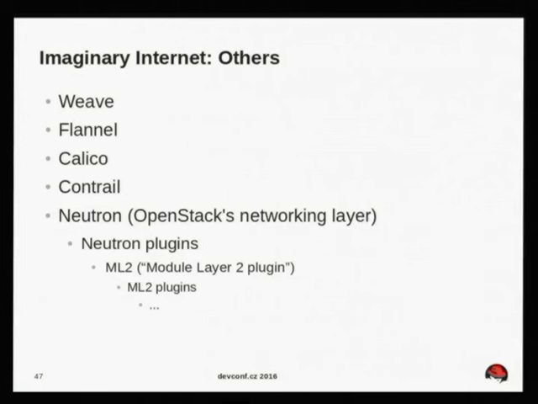Eventually, they decided that there were too many plugins, so they came up with the Modular Layer 2 plugin, which sort of encapsulates the ideas that were common to all of their plugins, and then it has plugins inside it. So it's a plugin that has plugins. But it's currently the recommended networking plugin for OpenStack.